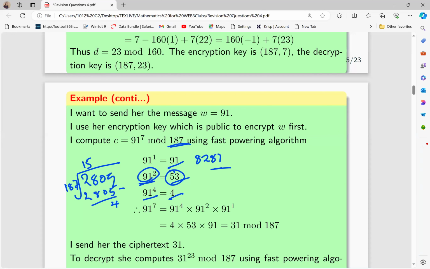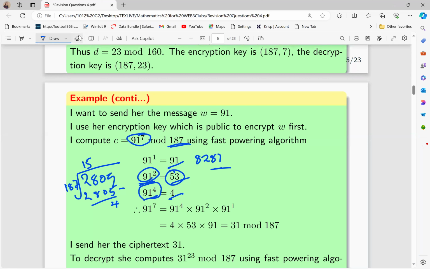Now, we cannot square the next time. We cannot square again because when you square this part, you get 91 raised to 8, which is above what we want. What we want is 91 raised to 7. So you cannot continue squaring. This is the maximum you can square.